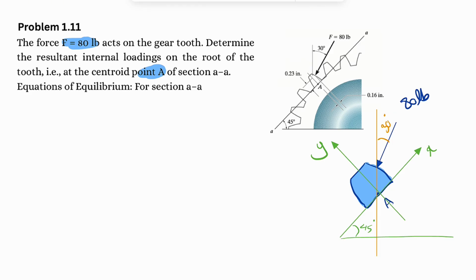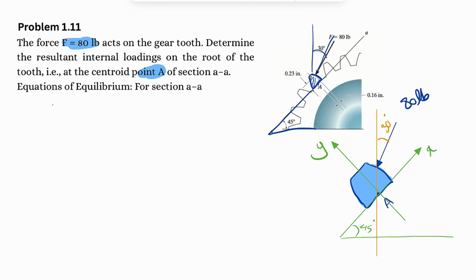So as always, we're going to start with the free body diagram. I try to show the free body diagram of the tooth in here, and basically we have one single force, 80 pounds, that is applying on the tooth. We know that angle makes 30 degrees, so I show that on my free body diagram, and we have some information that this line for the section AA makes 45 degrees with horizontal, so we have that angle here too.